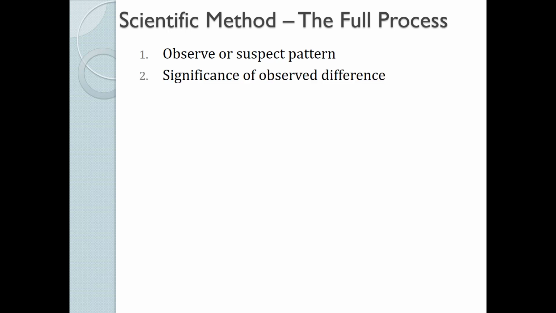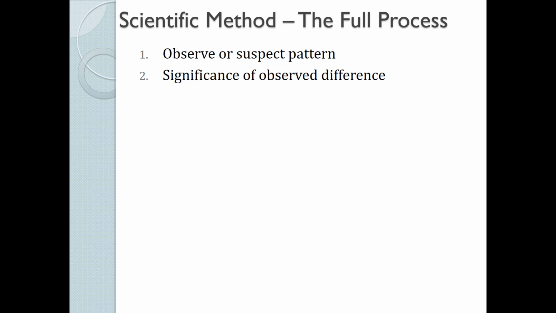All right, so as we look at the scientific method, we're going to spend quite a bit of time talking about the 6 major steps that were presented in the previous segment. But the full process is really quite long. The full process looks like first observing and/or suspecting that a pattern exists. Then we have to take into account how big is the overall difference that we're observing. Is it worth even conducting a research project on?